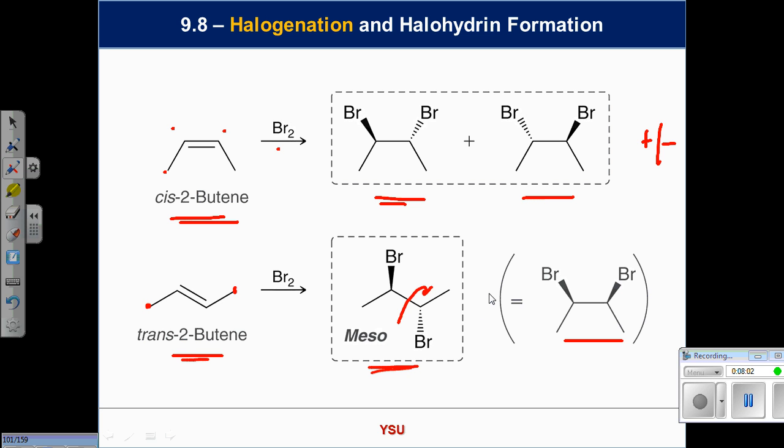It would still be the same compound. Don't forget that if you have a meso system, you don't get 4 isomers because 2 of them are the same. They will be superimposable mirror images. So therefore, you don't get 4 isomers here. You get only 3. And the point of the slide is that you get a different outcome depending upon whether you start with the cis or the trans alkene.